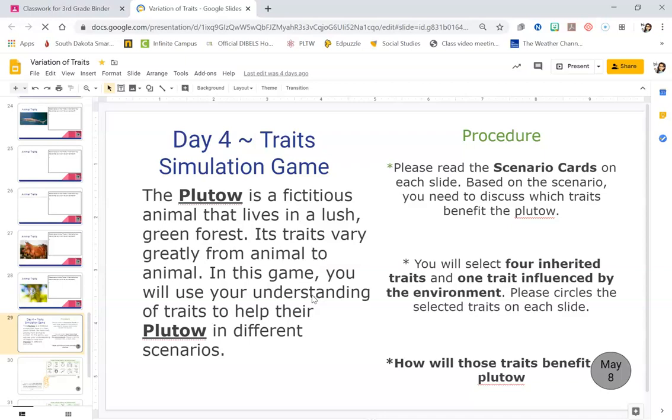Okay, the Plutao is a fictitious animal that lives in a lush green forest. Its traits vary greatly from animal to animal. In this game, you will use your understanding of traits to help the Plutao in different scenarios. So it says, please read the scenario cards on each slide. Based on the scenario, you need to discuss which traits benefit the Plutao. You will select 4 inherited traits and 1 trait influenced by the environment. Please circle the selected traits on each slide.